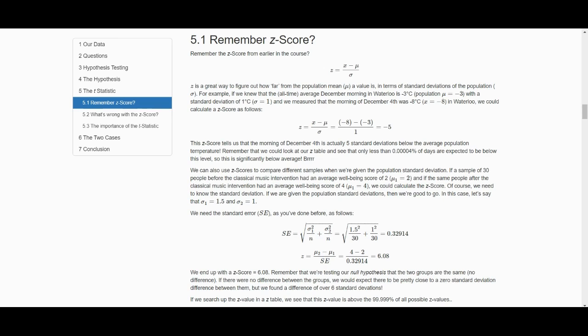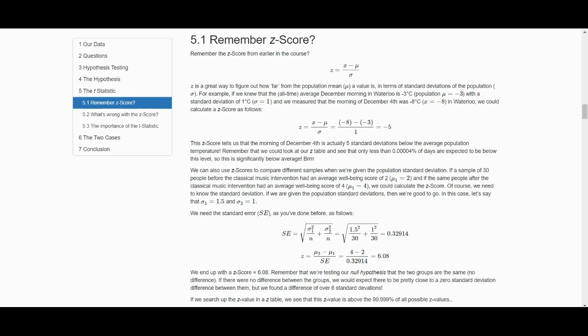We can also use z-scores to compare different samples when we're given the population standard deviation. If a sample of 30 people from before the classical music intervention had an average well-being score of 2, that is, if their mu1, which is just notation for the pretest, is 2, and if the sample people after the classical music intervention had an average well-being score of 4, we could calculate the z-score. Of course, we need to know the standard deviation. If we are given the population standard deviations, then we're good to go.